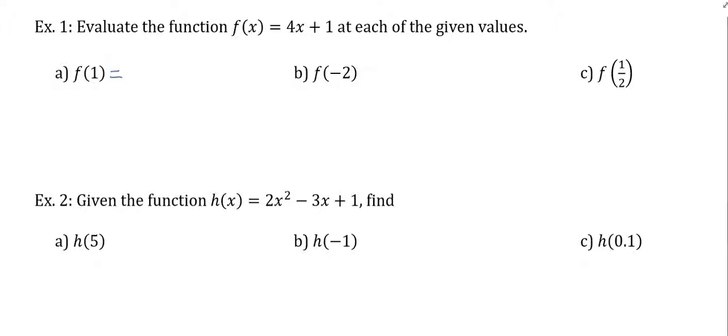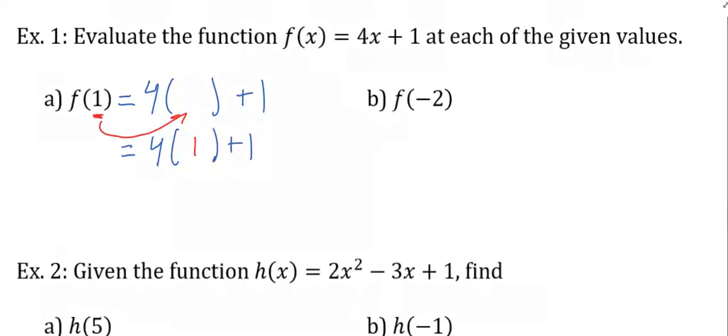And here we go, f at 1. You've done this before. You did this back in grade 9. You probably did this in elementary school. All we do is replace the x with the number in the brackets. So whatever is here goes in there. And then now it's BEDMAS. 4 times 1, 4. 4 plus 1, 5. So for this function, f at 1 is 5.